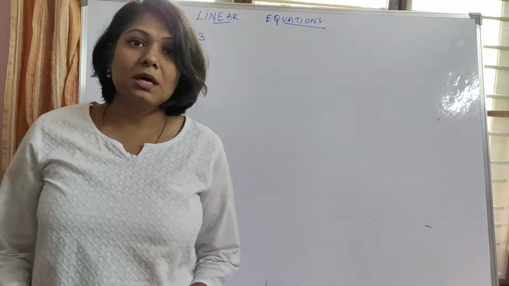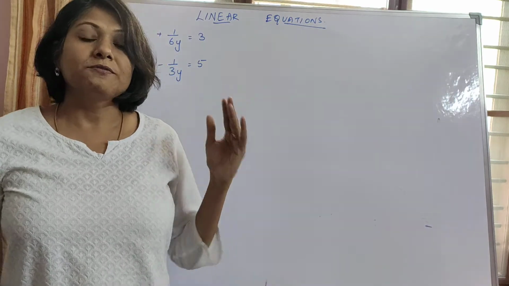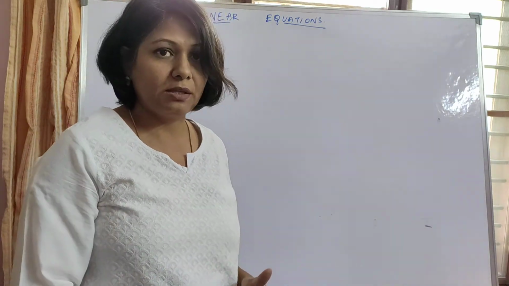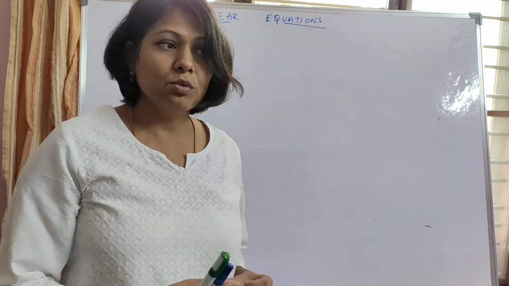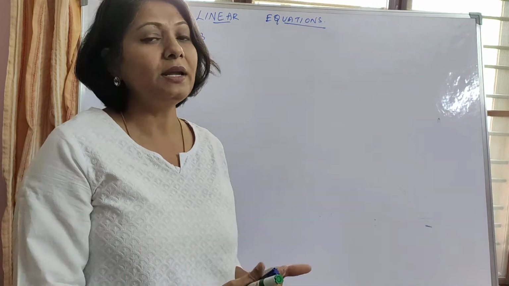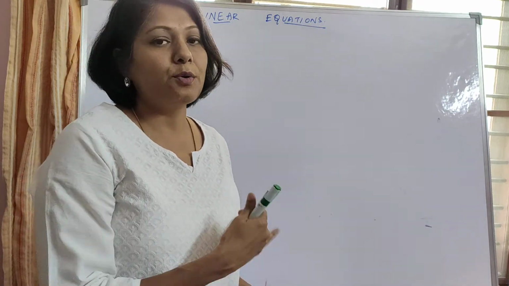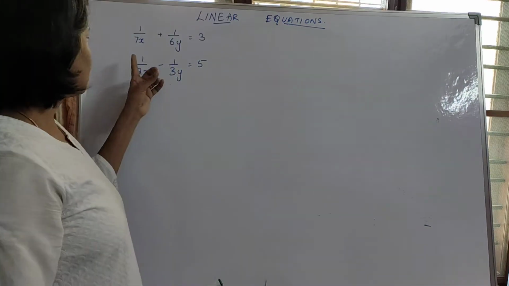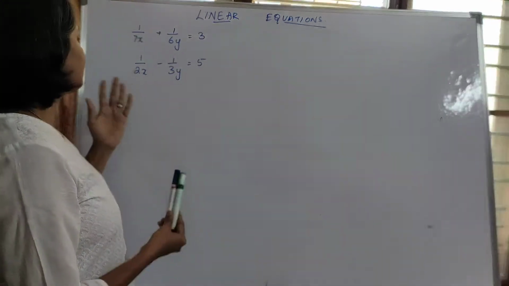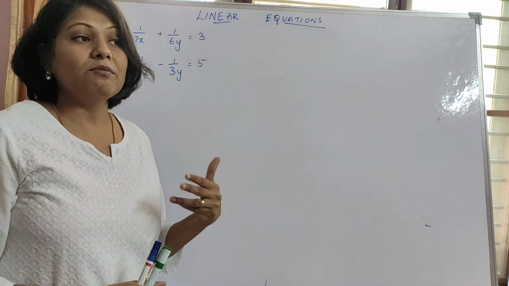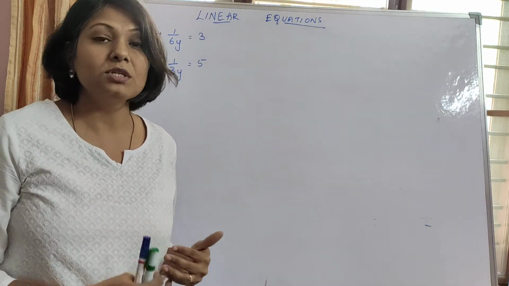In the last class we discussed the problem of solving a linear equation in two variables by the elimination method. Very clearly I gave you the format of the equation: a1x plus b1y is equal to c1, and the second equation should be a2x plus b2y is equal to c2. Now what you observe here is another type of equation where you're having 1 by 7x. We were basically discussing the variables.